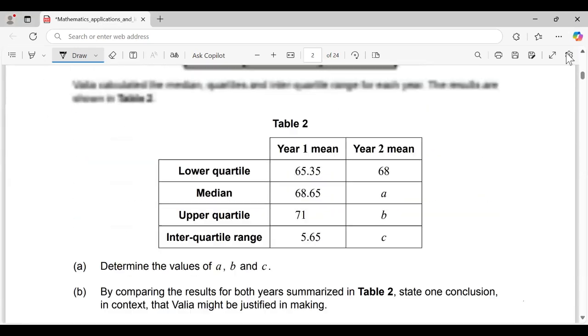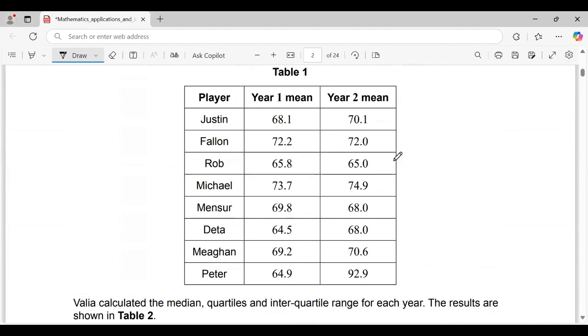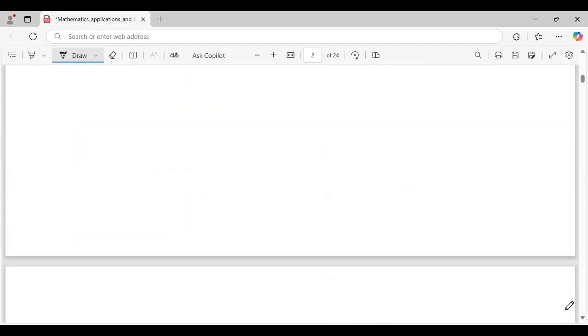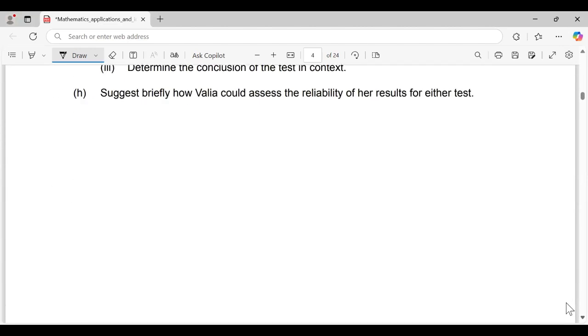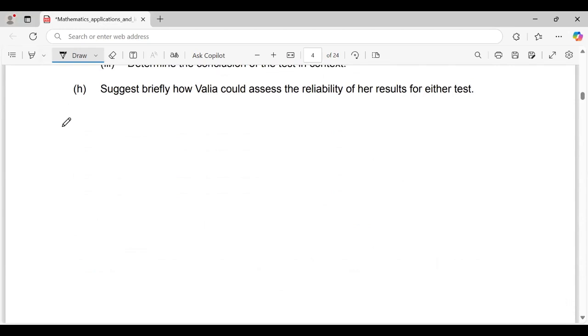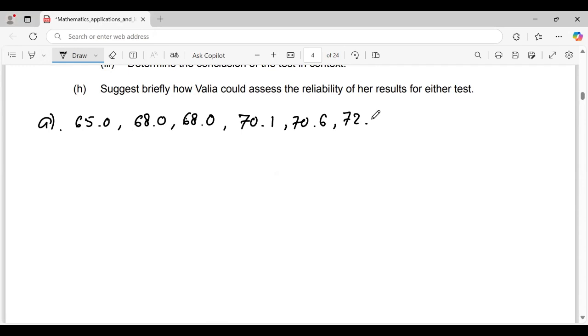So the first step, we are going to arrange this data for year 2 in order, from the smallest number to the greatest. The smallest is 65.0, 68.0, 68.0. You can compare with the data on the table. 70.1, 70.6, 72.0, 74.9, 92.9.